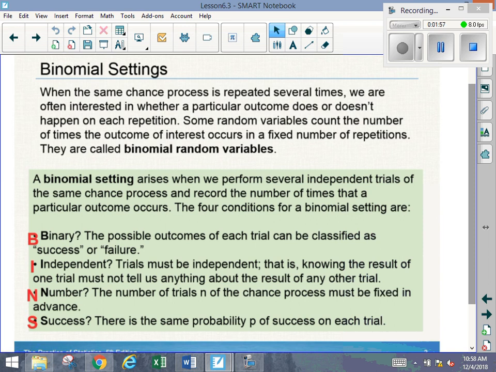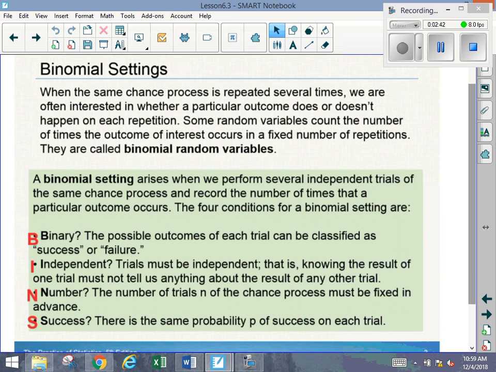And N stands for number. Is there a set number of trials? Am I going to pull an ace out and put it back in the deck 10 times and see what the probability is that I get 4 aces, the probability that I get 3 aces, things like that? That's the type of scenario we would be dealing with, where each trial we're looking for an ace, and we pull it out 10 times. What's the probability that I get 4 aces? 3 aces? And that brings us to S. Is there the same probability of success in each trial? And the answer would be yes for this one.